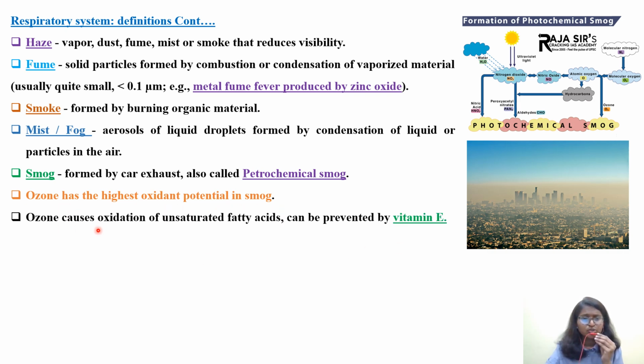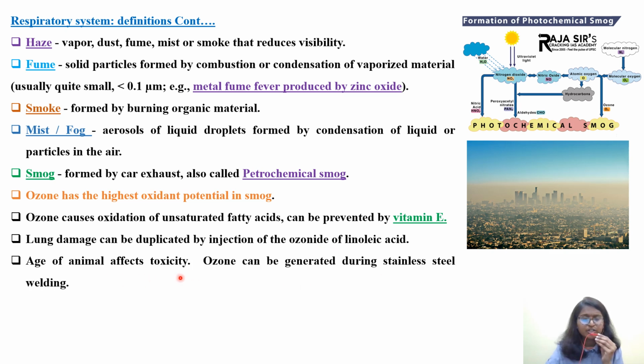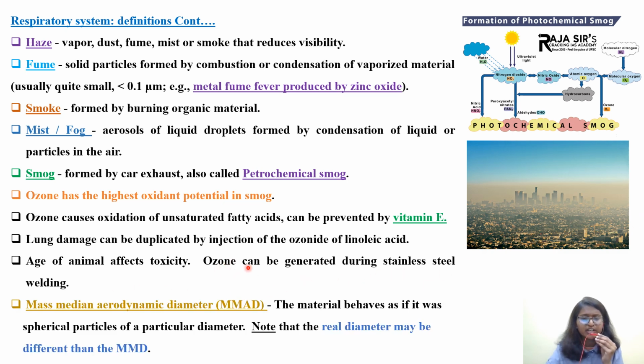Ozone causes oxidation of unsaturated fatty acids, and this can be prevented by vitamin E. Lung damage can be duplicated by injection of ozonide of linoleic acid. The age of animals is also responsible for this toxicity, and ozone can be generated during stainless steel welding. So these are the various ways through which ozone can be released into the atmosphere.